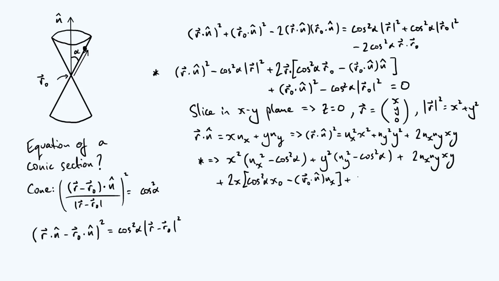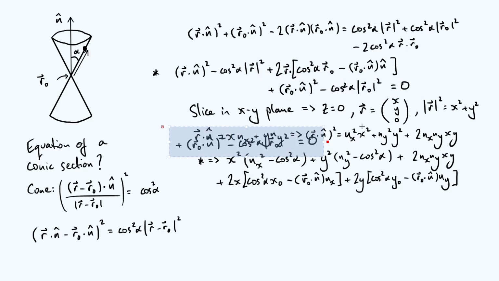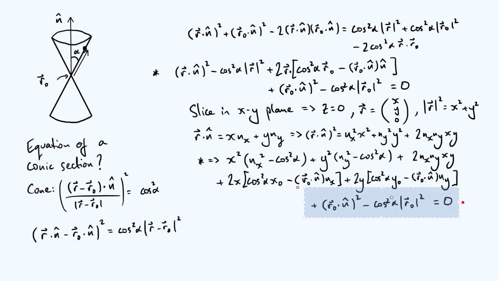Then we just add on the equivalent bit for y, right? So plus 2y. You're going to have cos squared alpha times y naught, the y component of r naught. And then we're going to take away r naught dotted with n times the y component of n. That takes care of our linear terms. And there's nothing more we can really do with those constant terms at the end, so I'm just going to copy and paste them like that. So we've got this big 3-line Cartesian equation of our general conic section.